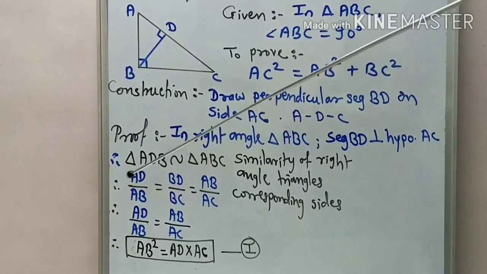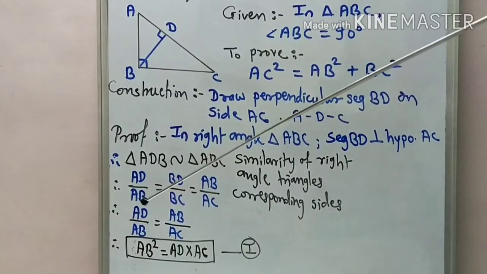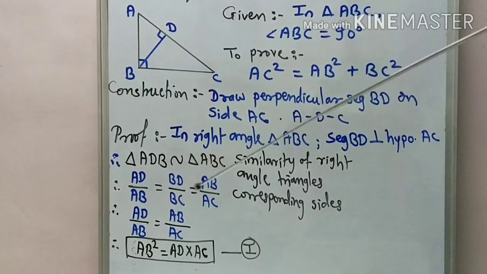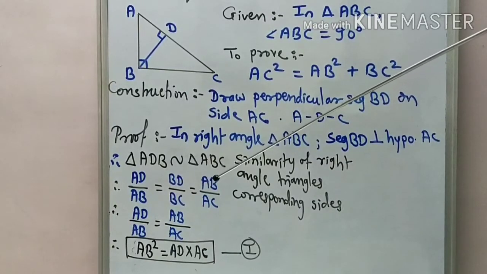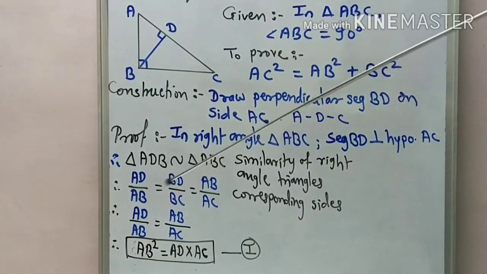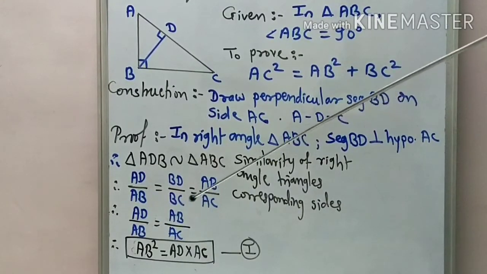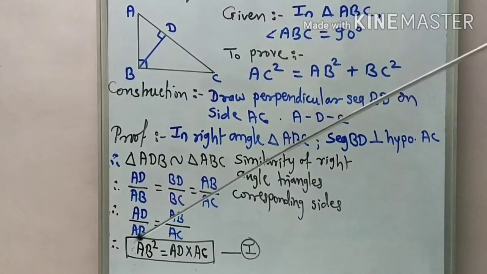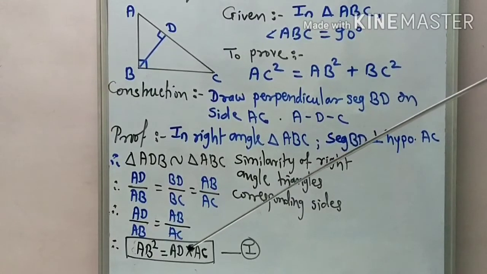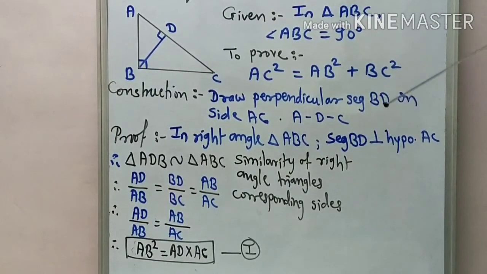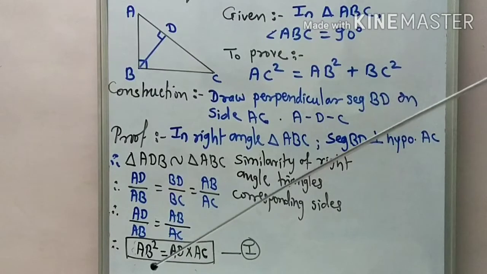And now what we observe here, students, is that in the first and third ratio we get AB in both ratios. So we take the first and third ratio, and as we do this cross multiplication, we get AB square is equal to what? AD into AC. Okay, so we get AB square here.